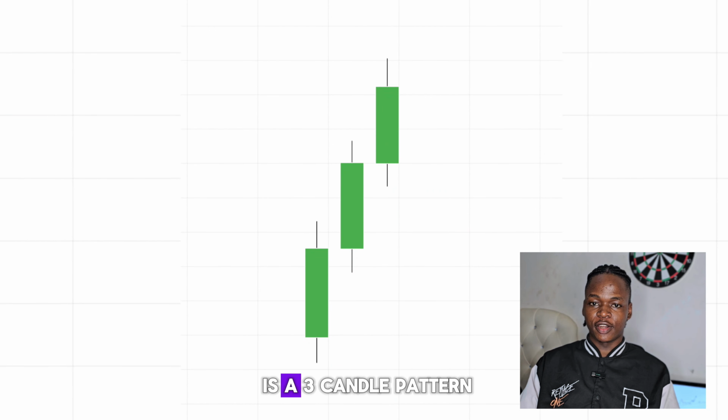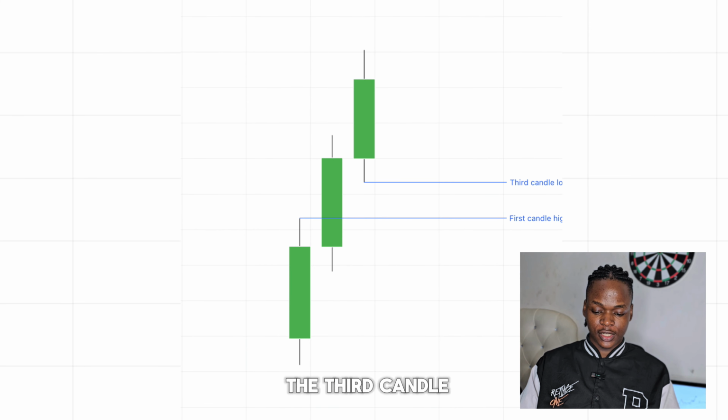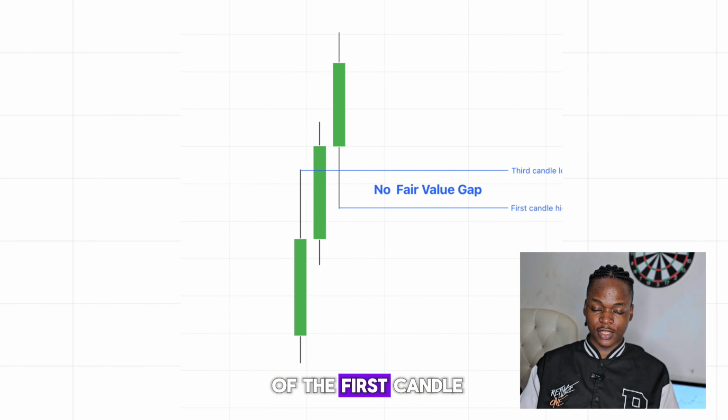A fair value gap is a 3-candle pattern in which there is no overlap between the high of the first candle and the low of the third candle. In this case, we have a fair value gap. But when there is an overlap between the high of the first candle and the low of the third candle, then we don't have a fair value gap.